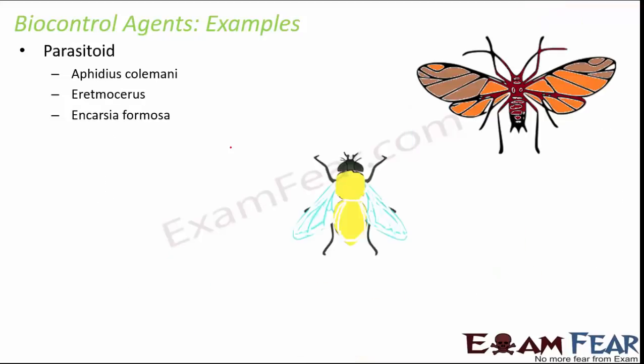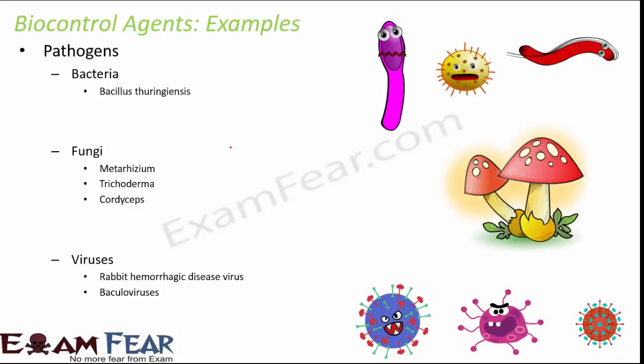Parasitoids like Aphidius solemani, Eretmoceras, Encartia formosa. So these are all examples of parasitoids. That is, these are organisms which act as parasites. Then you have pathogens like bacteria, fungi, and viruses. So these are all those organisms. I mean, these are disease-causing microorganisms, right?